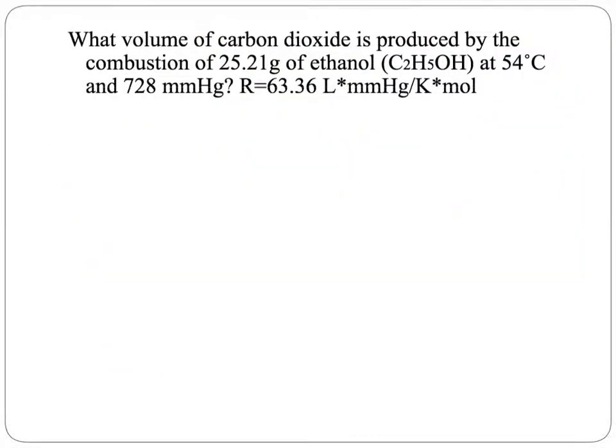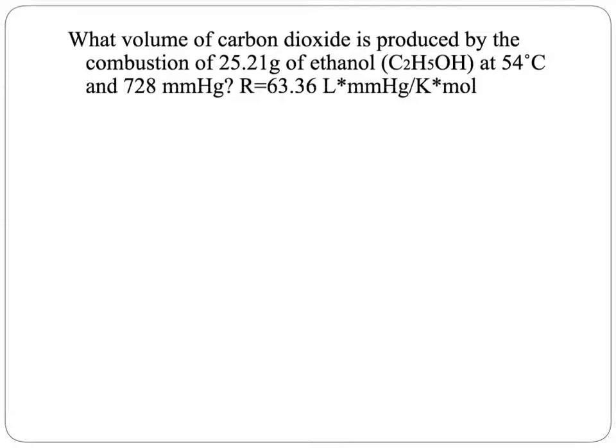This problem asks you to do a little more stoichiometry. It says what volume of carbon dioxide is produced by the combustion of 25.21 grams of ethanol, C2H5OH, at 54 degrees Celsius and 728 millimeters of mercury. And I give you your constant for millimeters of mercury.